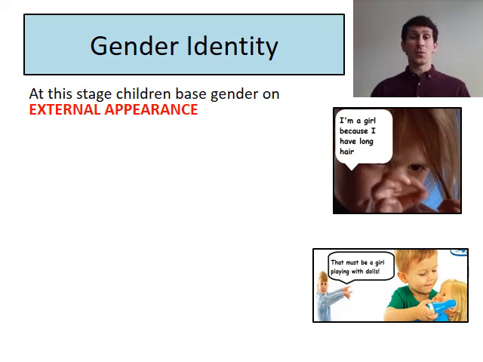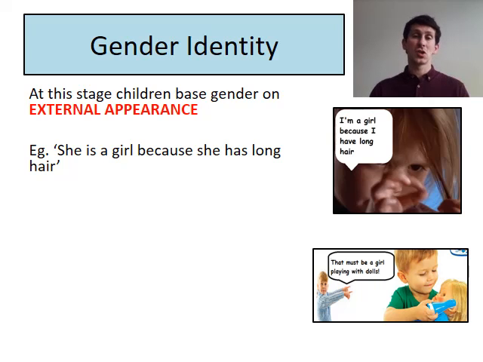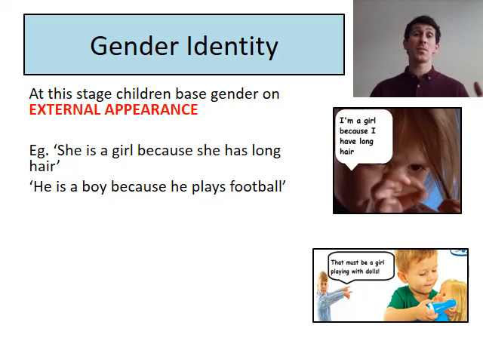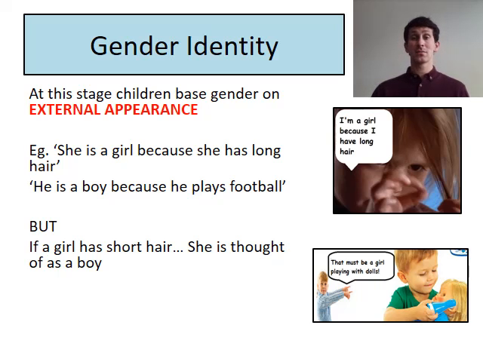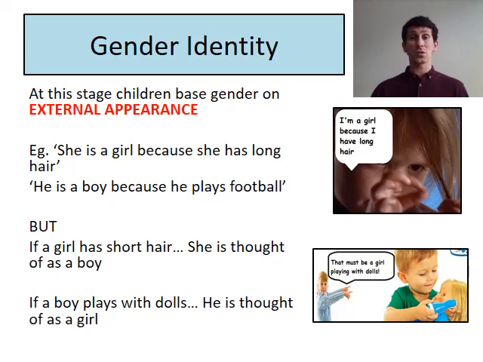A few more examples. Everything is based on external appearance in this gender identity stage. So, girl because she has long hair. He's a boy because he plays football. But if a girl has short hair, they see that person as a boy. Or if a boy plays with dolls, he's thought of as a girl. Everything is based on external appearances. Okay? But remember, they don't know that their gender is stable over time. They don't know that gender is stable over situation.